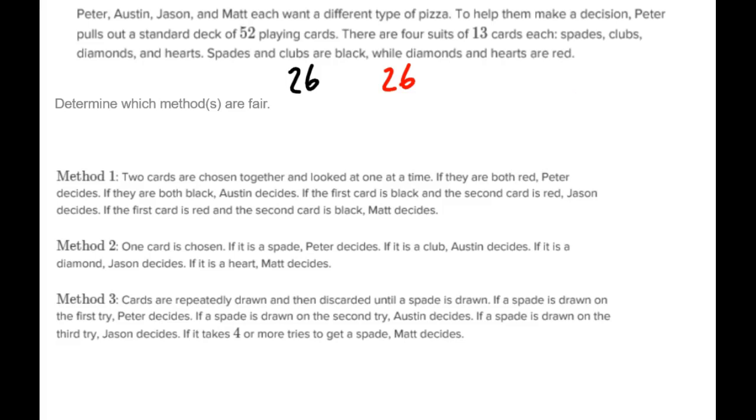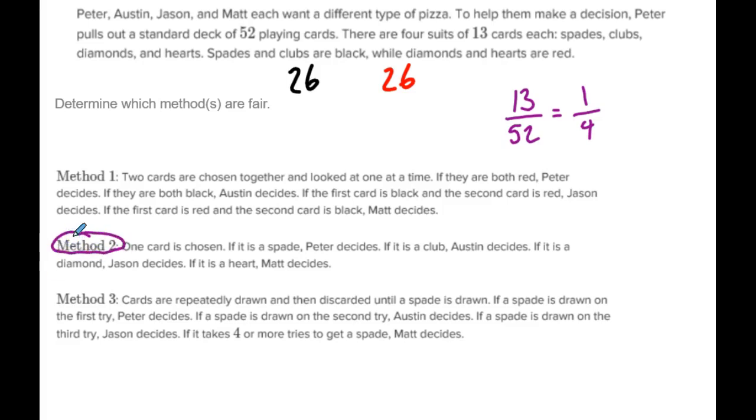Now we're going to take a look at the second method. One card is chosen. If it is a spade, Peter decides. If it is a club, Austin decides. If it is a diamond, Jason decides. And if it is a heart, Matt decides. This method is going to turn out to be fair because for each of these suits, there is going to be an equal probability of 13 out of 52, which would simplify to 1/4. There's 4 different suits for cards. Each suit has 13 cards in it, so there's an equal chance that that card would be a spade or a club or a diamond or a heart. So method 2, we'll circle that because that one's going to be fair.